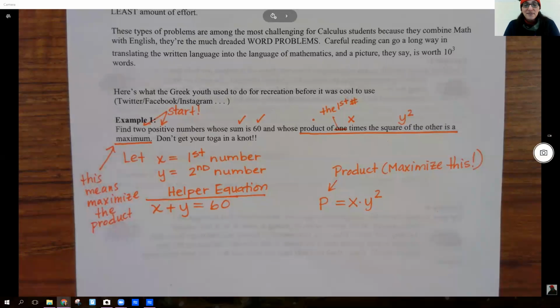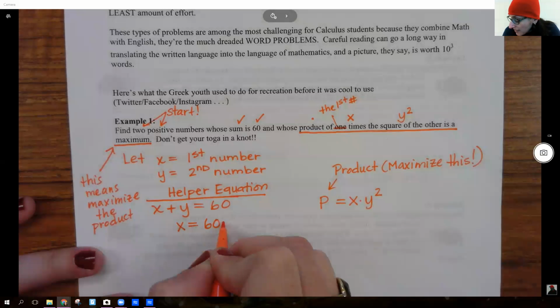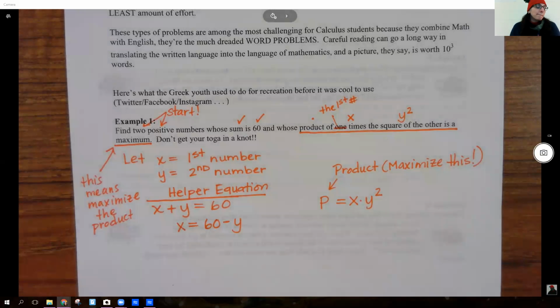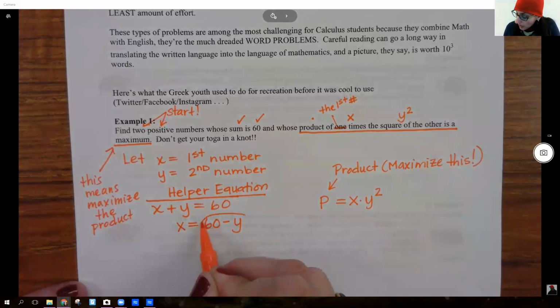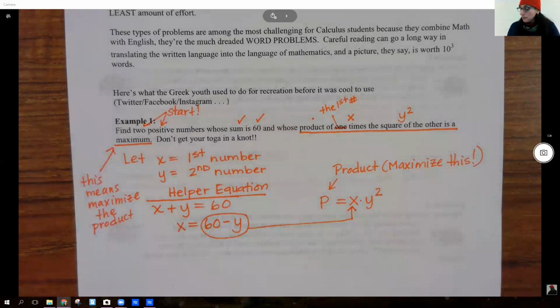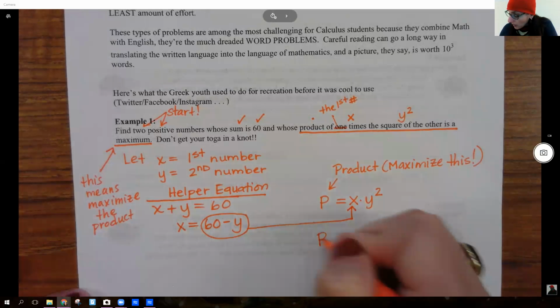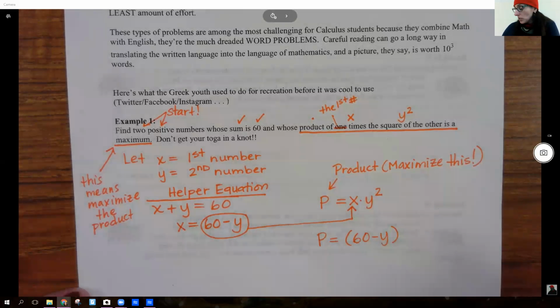No preference? Don't care? Let's do X. All right, sounds good. So X equals 60 minus Y. So everywhere you see an X over in the other equation, you are going to substitute 60 minus Y. Okay? That's how that helper equation helps you out. It helps you get the maximize equation all in terms of 1 variable.